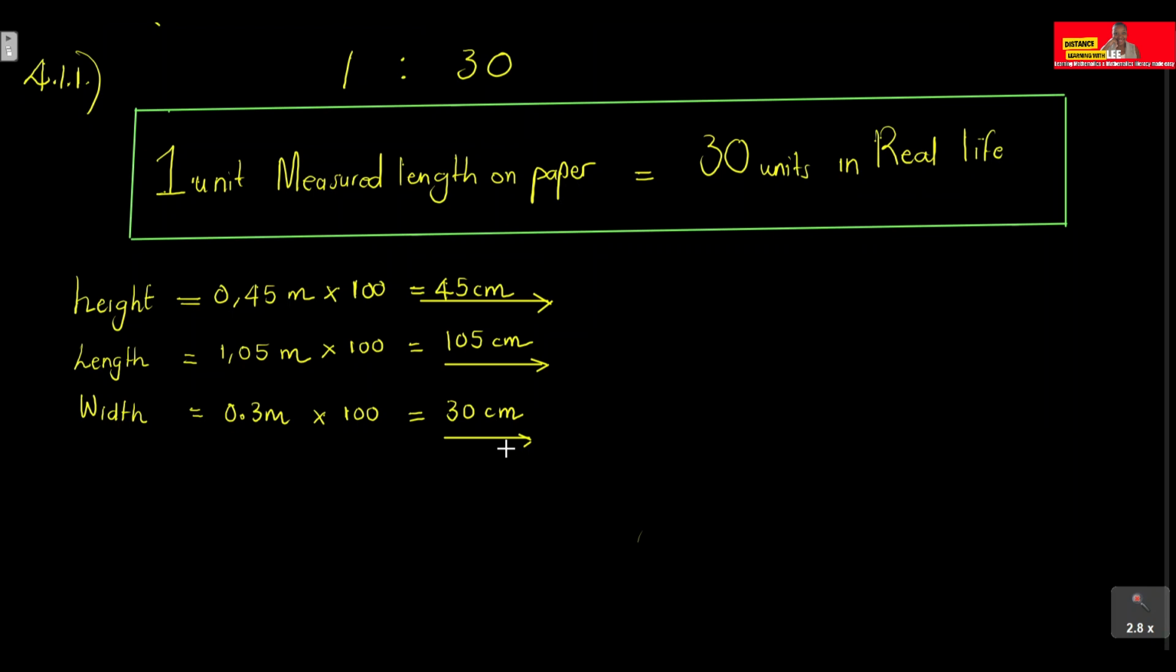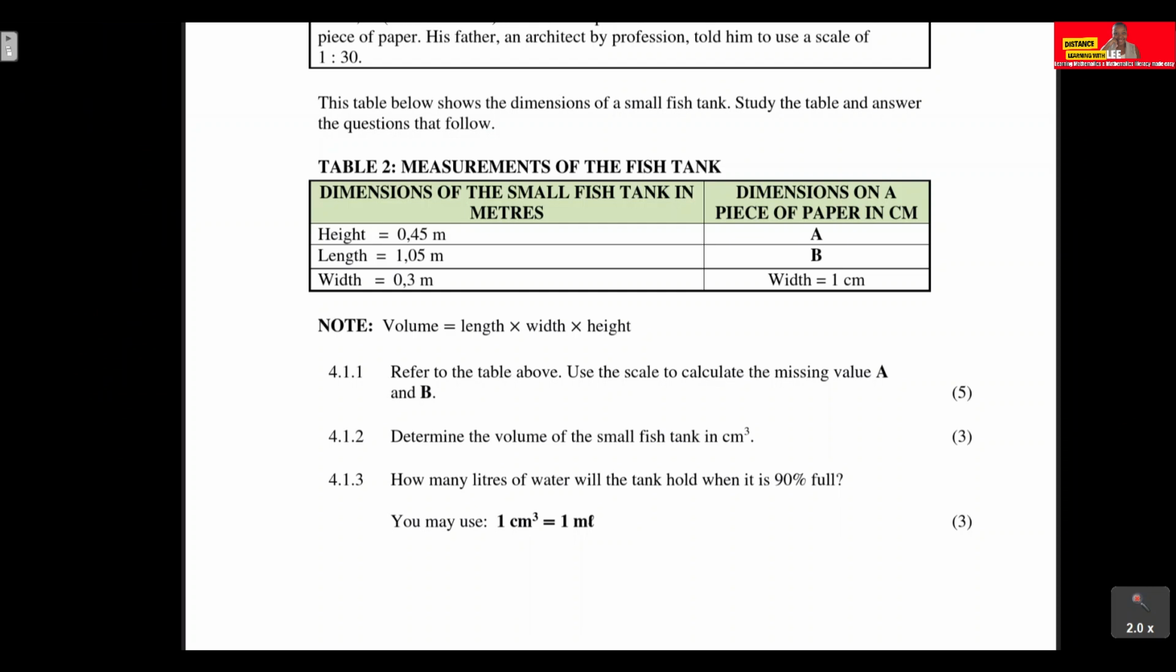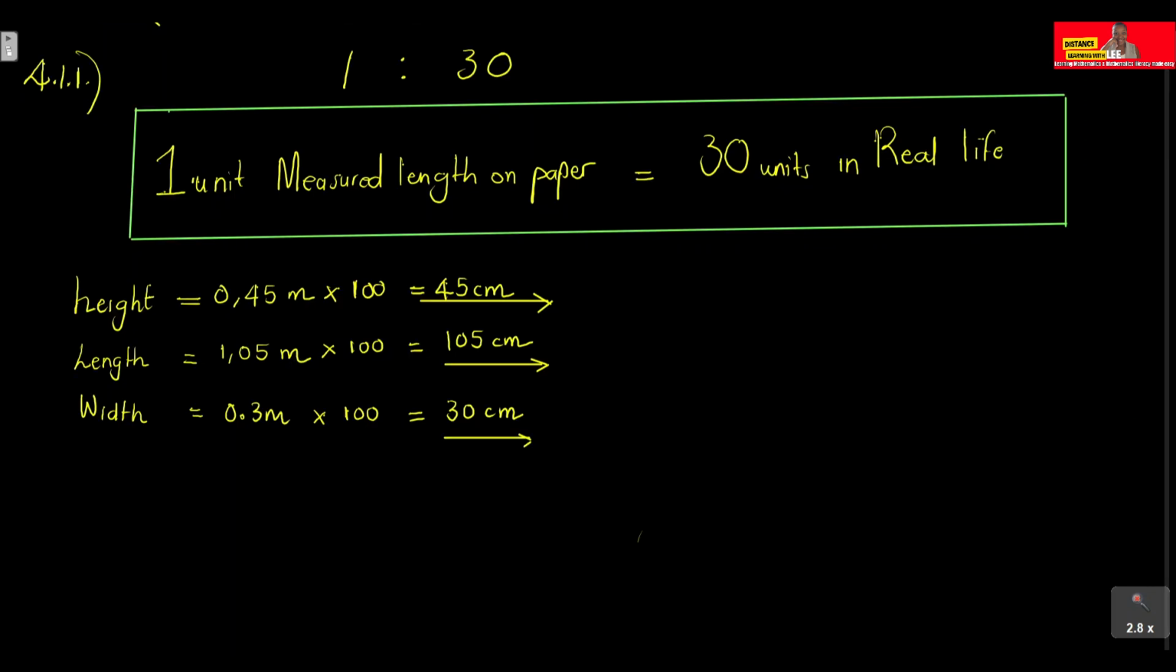So in this case, we need to ask ourselves, what is A? A basically represents the height. So now we want to determine the height of this fish tank on the piece of paper. Already what do we have? We've got 45. I'm going to do it here on the side. We already have the height of the fish tank in real life. So we've got 45 centimeters in real life. So this 45 represents what? The units in real life. However, what do we want? We want the length on paper.